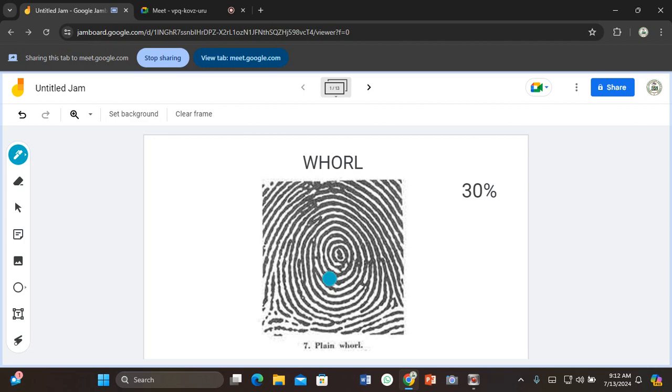Before we move further, if you draw a line from the first delta to the second delta, from the left delta to the right delta, the line must cut across at least one recurve that is complete and forms a complete circuit. If it cuts across it, then you call it a plain whorl. This is a plain whorl. This is a plain whorl. Then let's move ahead to the next one.